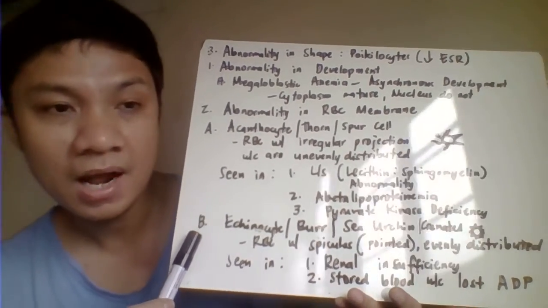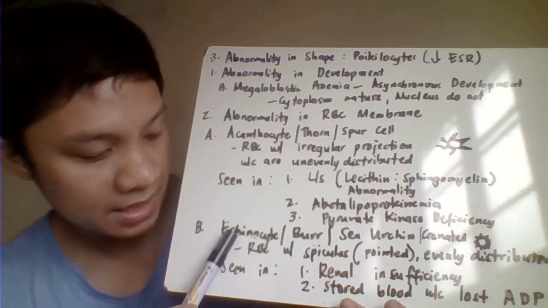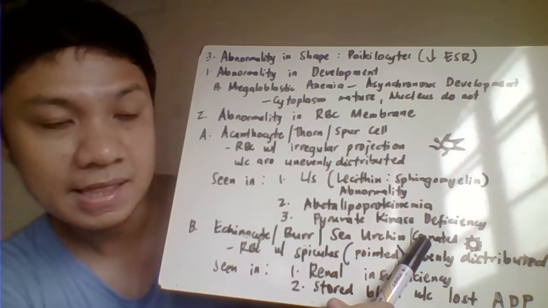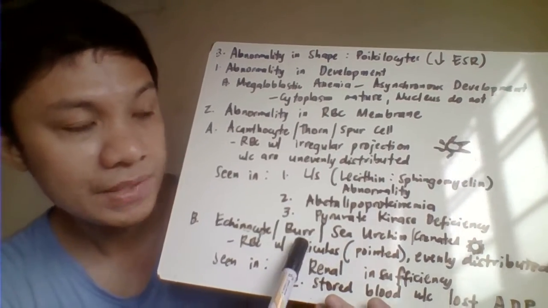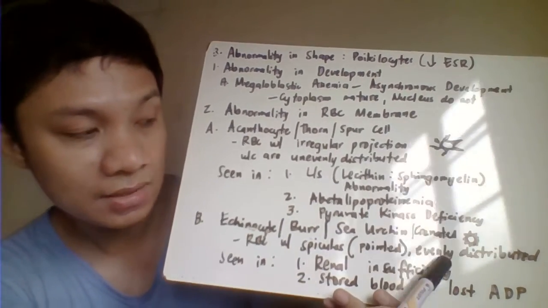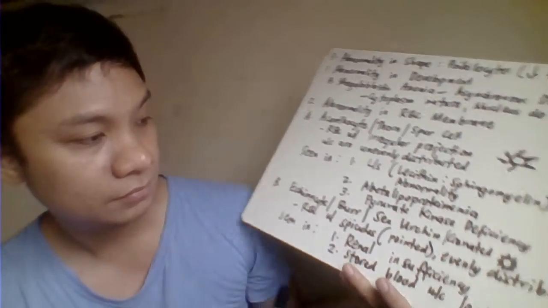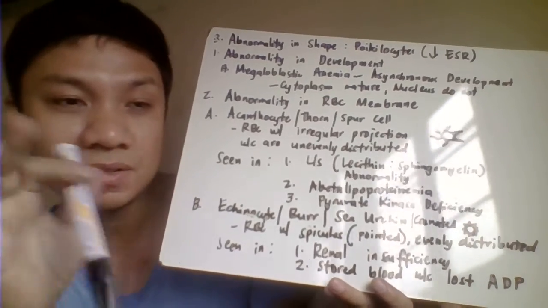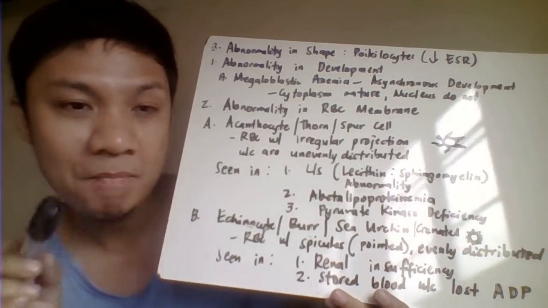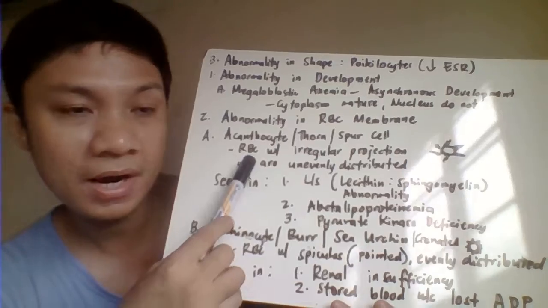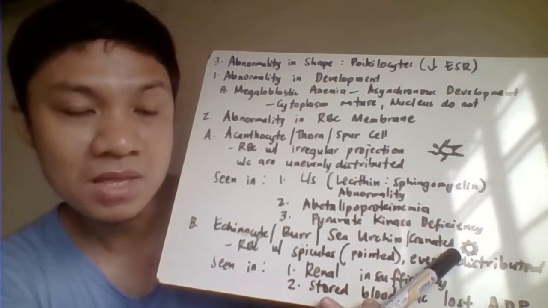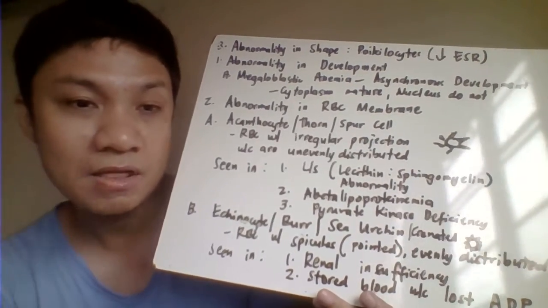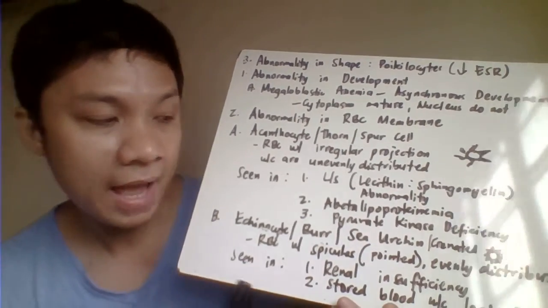The next one, na RBC membrane shape, we have your echinocyte or burr cell, sea urchin, or your crenated RBC. So this would resemble your acanthocyte, only that this one, parang ganito siya. Sorry. So ang kanyang spicules ay medyo sharp compared with your acanthocyte, and at the same time, the spicules here are regularly spaced. May regular na interval.